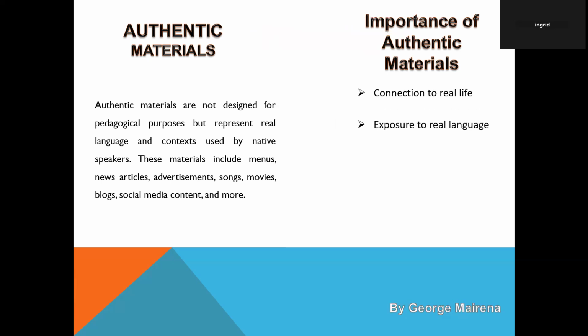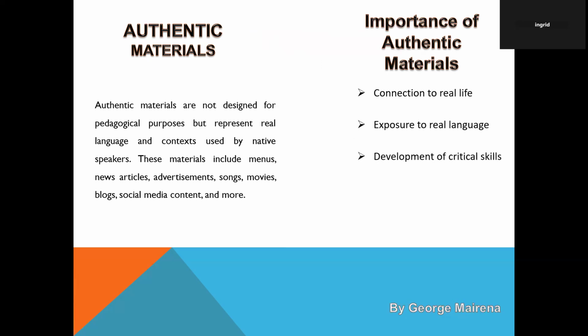Okay, let's see another important keyword about the importance of authentic materials. We say that they are exposure to real language, right? Why exposure to real language? Because as you know, when you're teaching, you're introducing idiomatic expressions. You can even introduce slang, jargon, especially if you want to work on some role plays to develop speaking, right? And grammar as well.